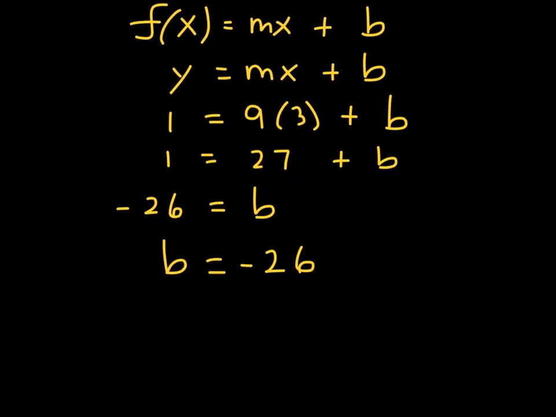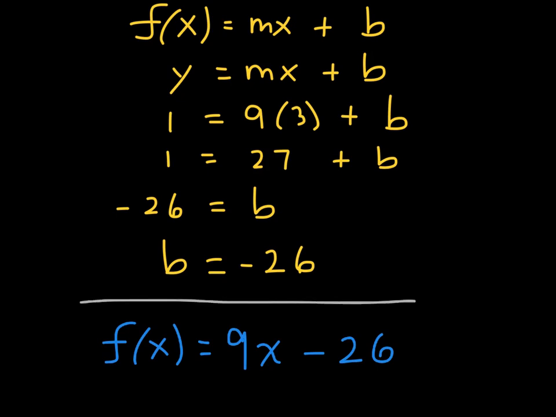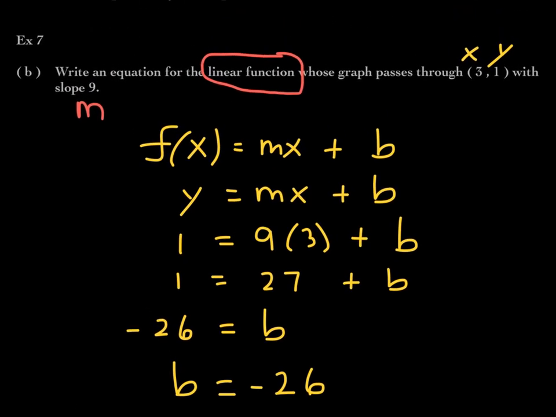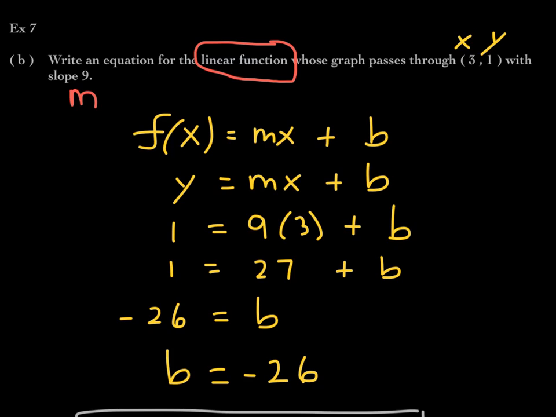F of x is equal to 9x minus 26, remember, because your y-intercept is negative 26. All right? So in this problem, notice what they gave you. They gave you a point and the slope. A point and the slope. The point they gave you was not the y-intercept.